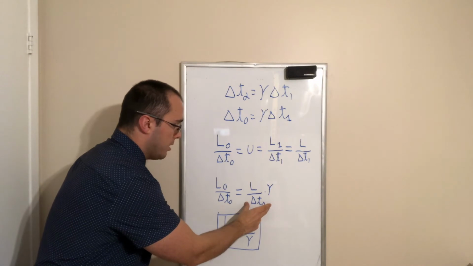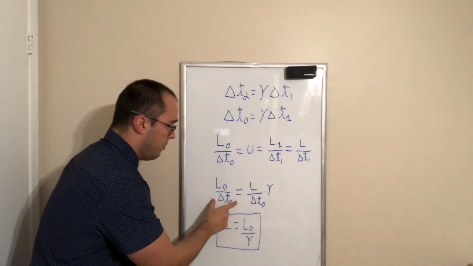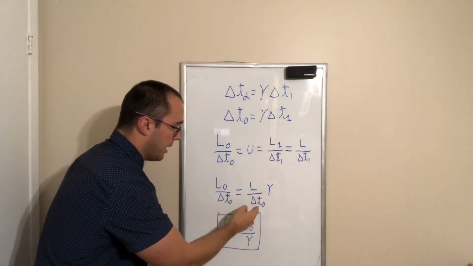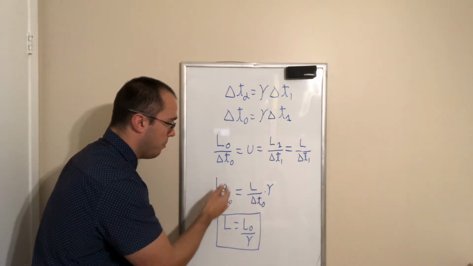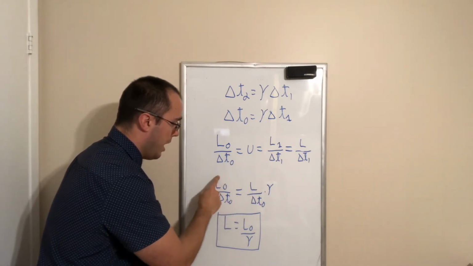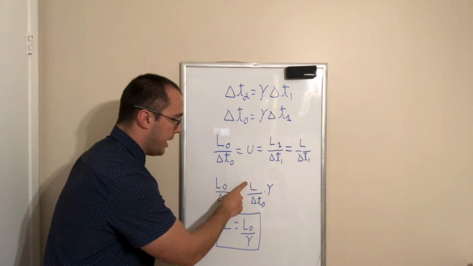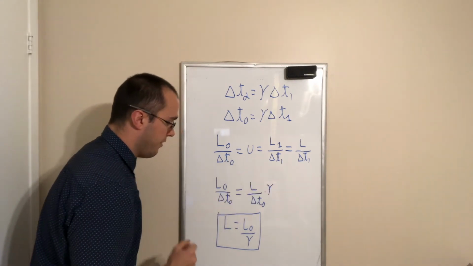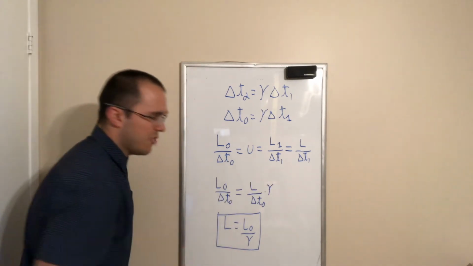And once we replace delta T1, we see that both times cancel out. We can cancel out delta T0 on both sides, and we are left with the proper length equal to the length multiplied by the relativistic factor. And when we isolate, we get this formula.